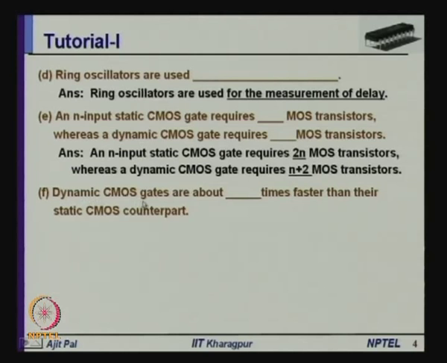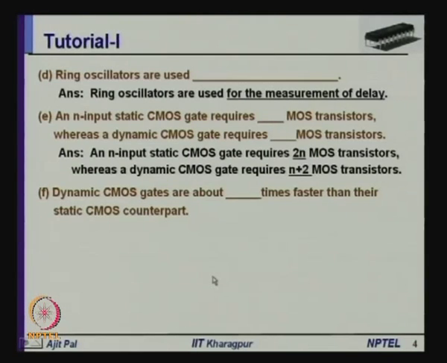Next question is, dynamic CMOS gates are about how many times faster than their static CMOS counterpart. We have explained that the increase in speed occurs because of two reasons. Number one is the number of transistors is almost reduced to half. Secondly, the capacitance that the output will be driving also reduces by a factor of 2.